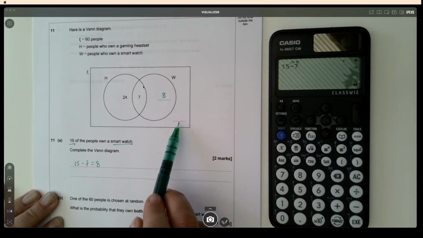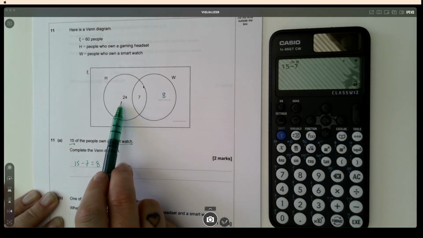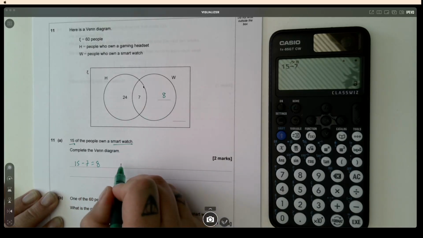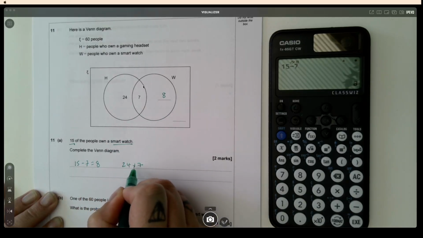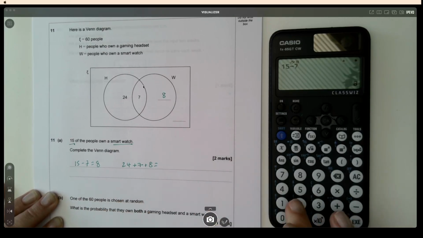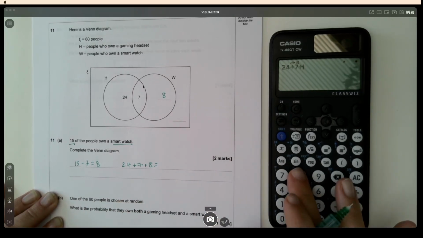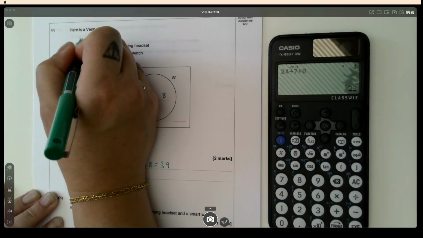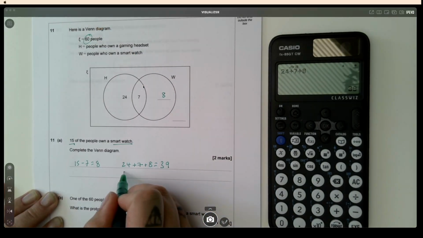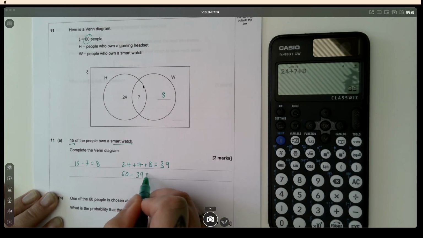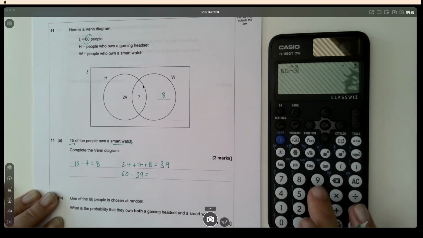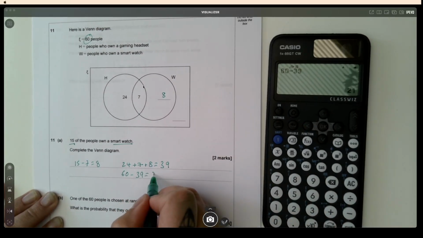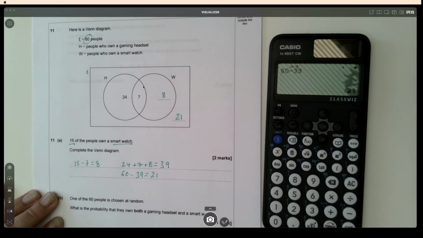Now we need to fill in this missing part at the bottom. So we need to find the total of the 3 numbers that are in the circle. So 24 plus 7 plus 8 is 39. But we've been told there are 60 people in total. So 60 subtract 39 is 21. So 21 go on the outside of the Venn diagram.